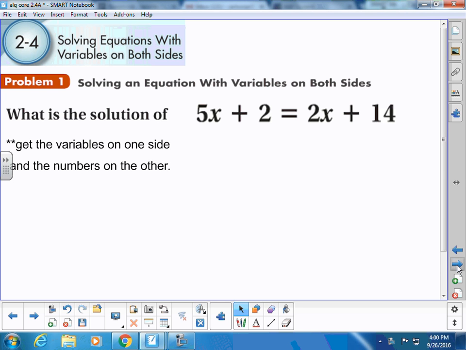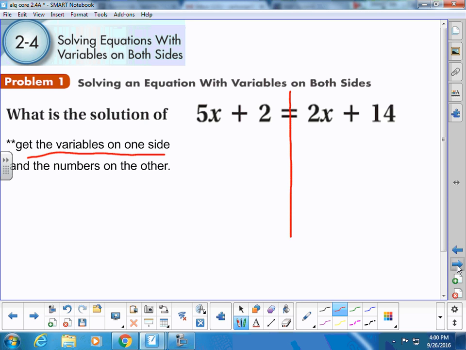What's the solution of 5x plus 2 equals 2x plus 14? So how do we go about solving these? If you read, it says, get the variables on one side and the numbers on the other. So we always want variables on one side, numbers on the other. To get the variables on one side, I'm going to subtract the smaller amount. So I'm going to subtract 2x.